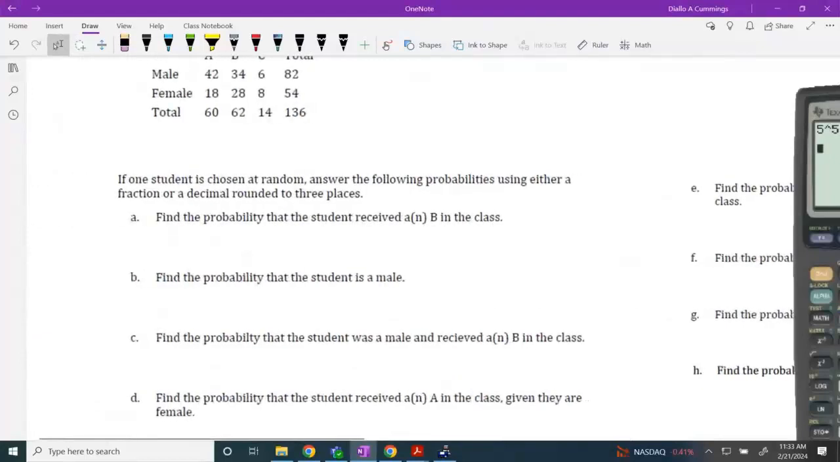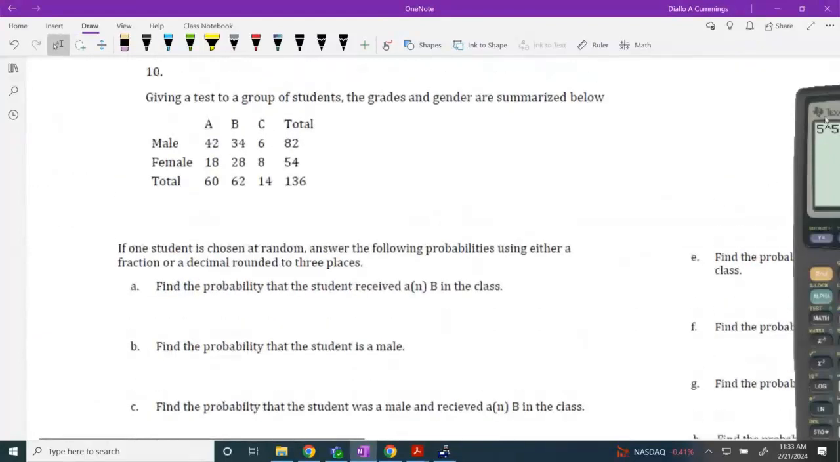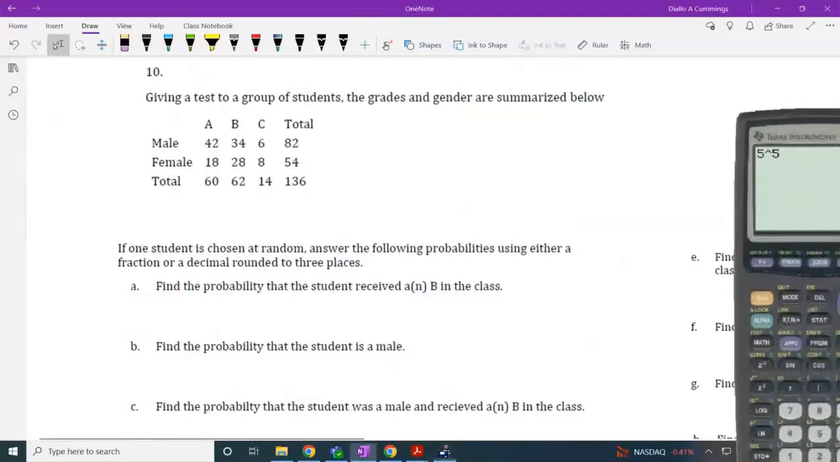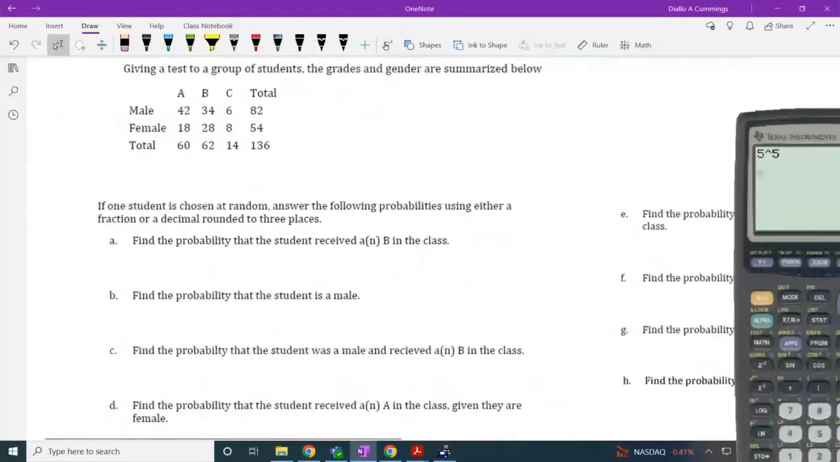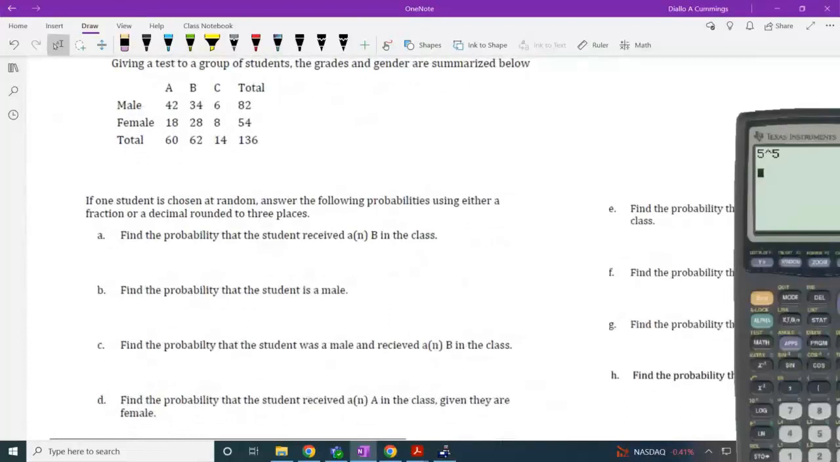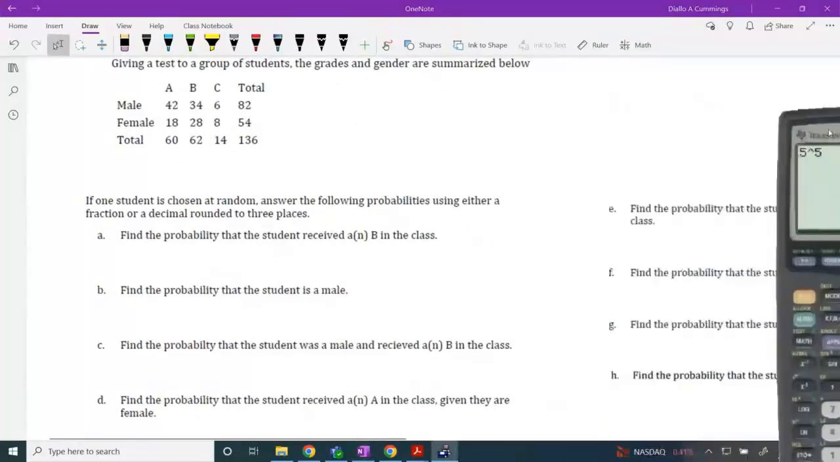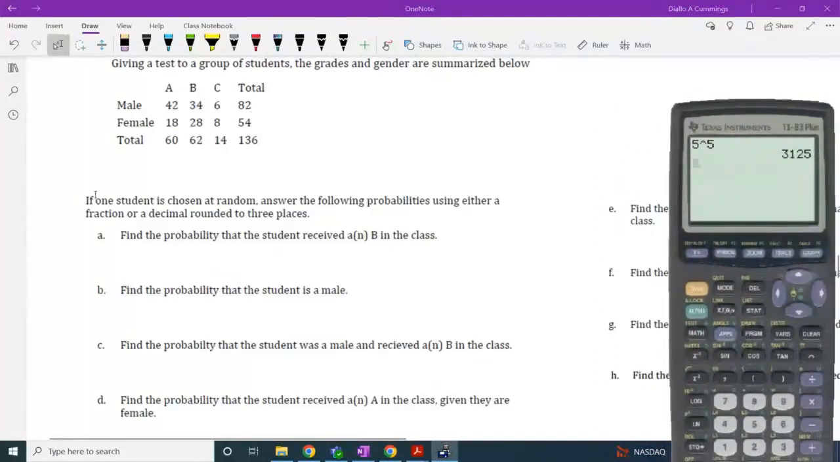All right, so this is the same table from the lecture note. All right, so we're asked the following probabilities. It says if one student is chosen at random, answer the following probabilities either using a fraction or a decimal rounded to 3 decimal places.